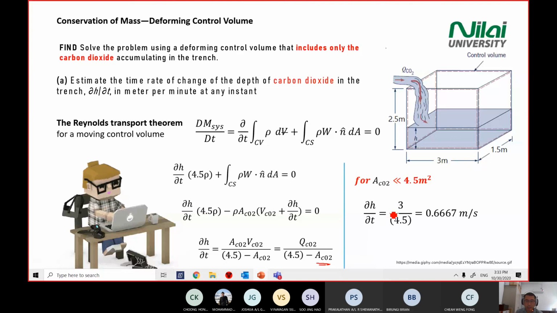You take Q, which is given in the question as 3 meter cube per minute, divided by 4.5 meter square. Then we have something with a unit of meter per second. In this case, the reference answer is 0.667 meter per second. For this module, maximum 3 decimal places. This is just to show you the reference answer.